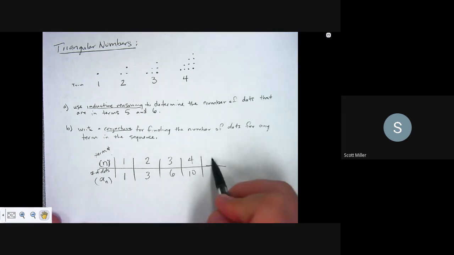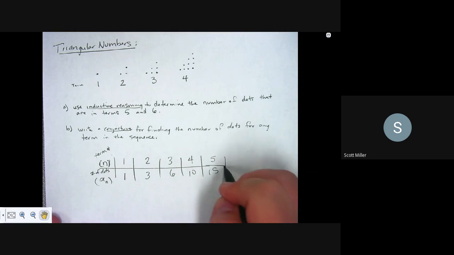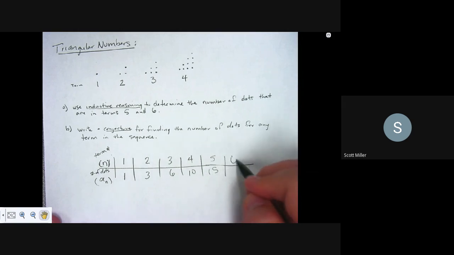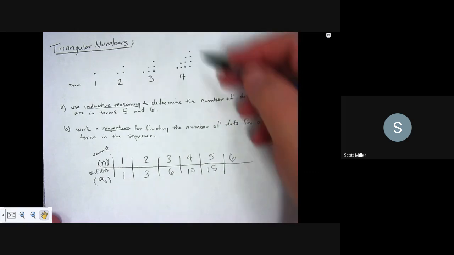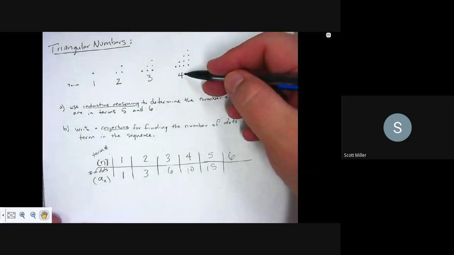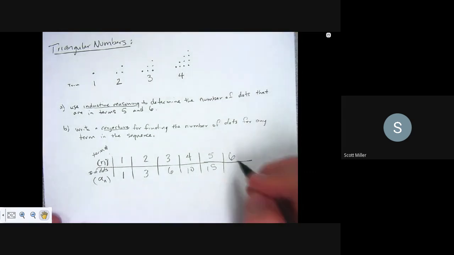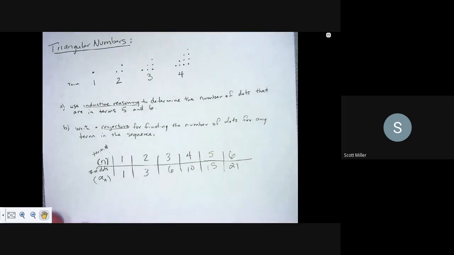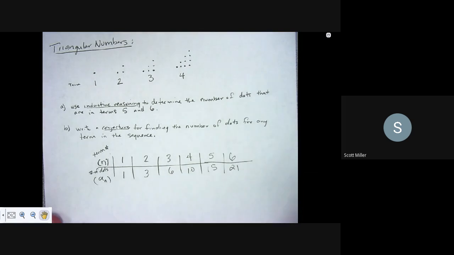With that being said, I can predict the next one by taking the 10 dots from term 4 and adding 5 more to it. So this should be 15. And then to get to term 6, take the 15 dots and add 6 more, because you're just adding another row equivalent to the number of dots based off of the term number. So this would be 21. And you can keep on going using this pattern recognition, this inductive reasoning, to determine the next numbers that we have.